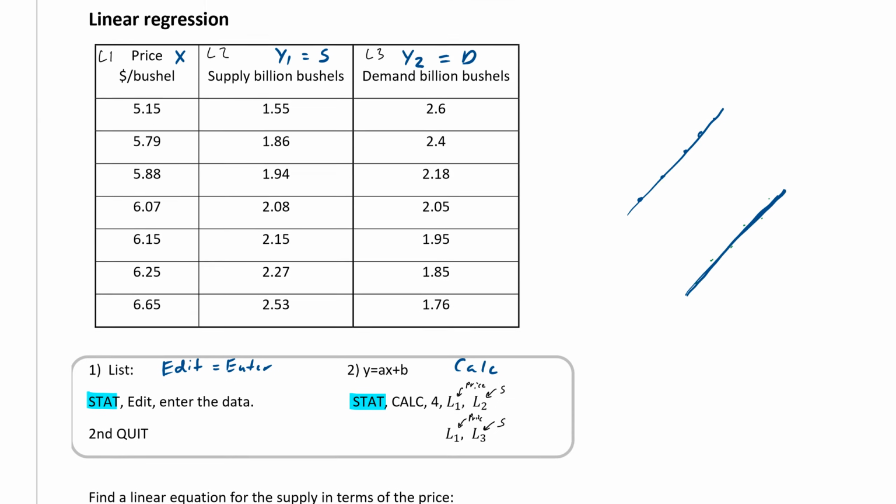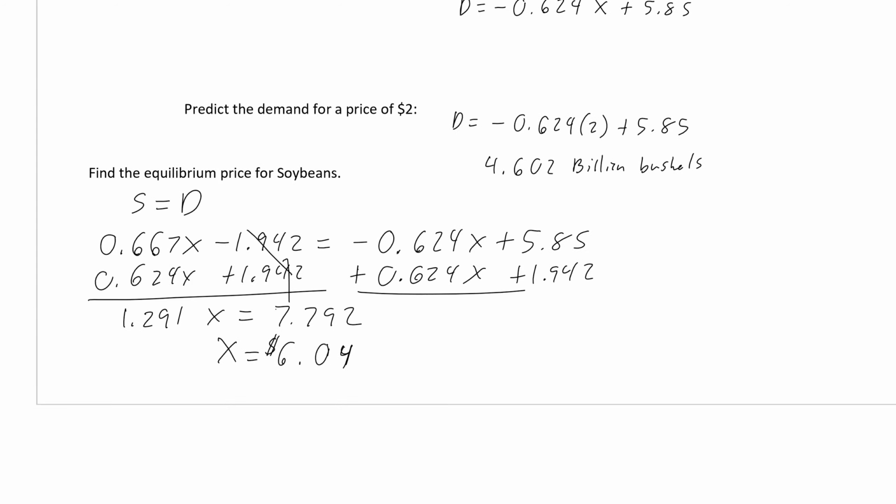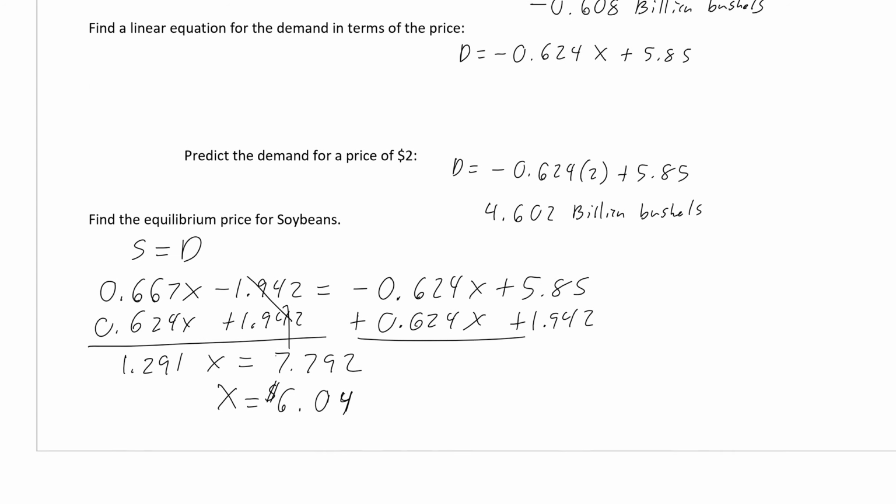So at $6.04. So right in here you can actually see where they change over. 1.94 became 2.8, 2.158 became 2.05. So somewhere in here is our equilibrium. And so they say we should sell it for $6.04. At that point, we would have an equilibrium in billions of bushels.